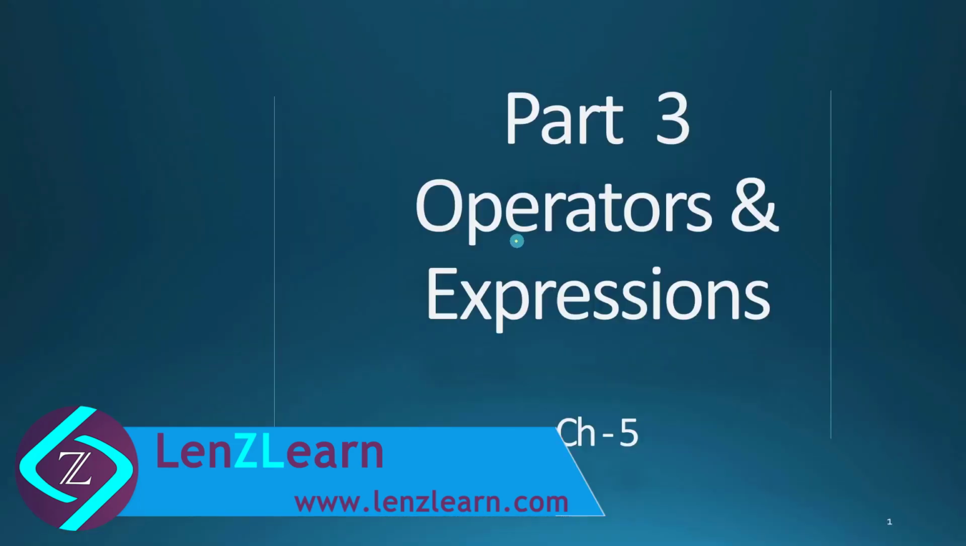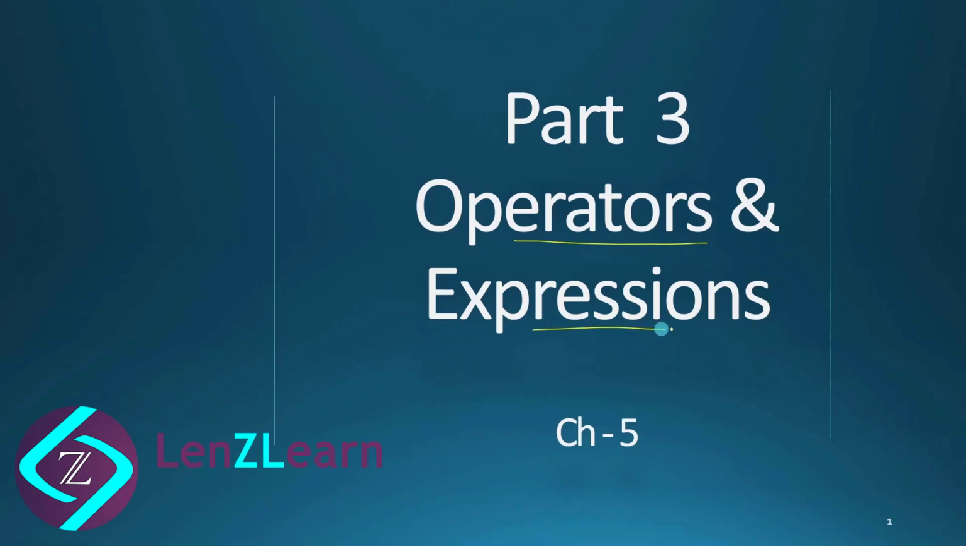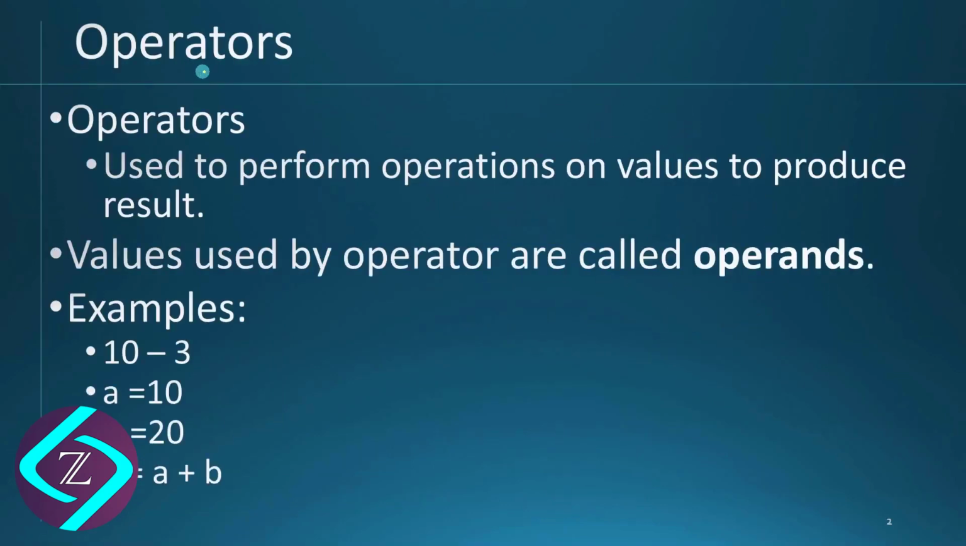In this session, we'll be seeing about the operators and expressions in Python. Now, first let us understand what we mean by an operator. An operator is used to perform operations on values, and it will produce a result after performing that operation. The values used by the operator are called operands. Now let us see this example, then you will understand clearly what I mean by operators and operands.